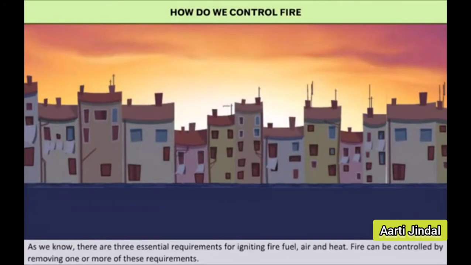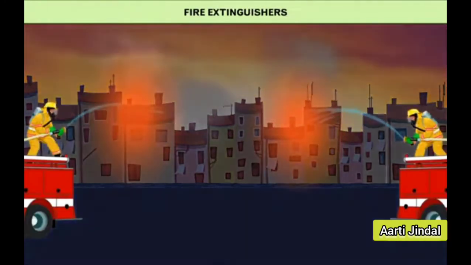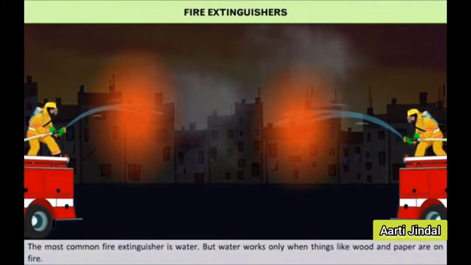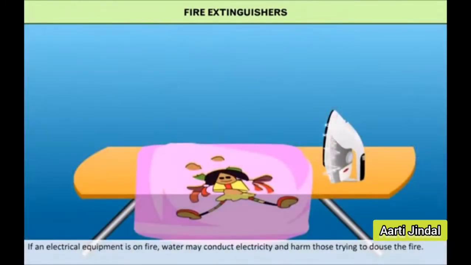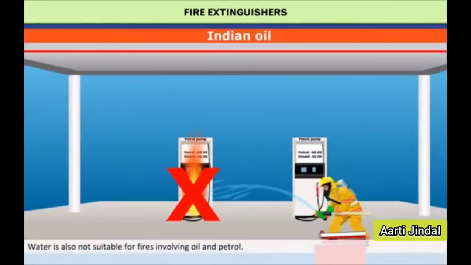As we know, there are three essential requirements for igniting fire: fuel, air and heat. Fire can be controlled by removing one or more of these requirements. Fire extinguishers. The most common fire extinguisher is water. But water works only when things like wood and paper are on fire. If an electrical equipment is on fire, water may conduct electricity and harm those trying to douse the fire. Water is also not suitable for fires involving oil and petrol.